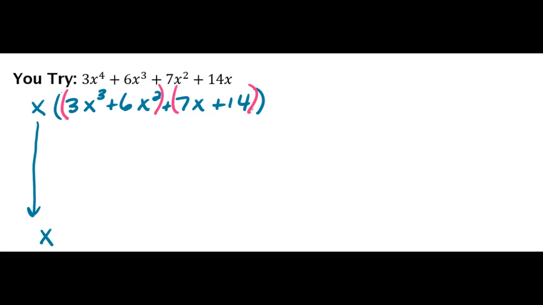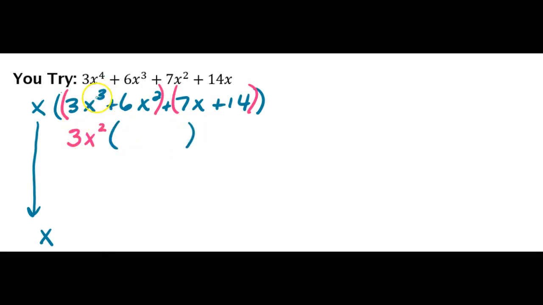So in the first group, if you look at the 3 and the 6, they're both divisible by 3. So I'm going to take out a 3. And then both terms have at least x squared. So I'm going to also take out x squared. And now I have to figure out what would be left.